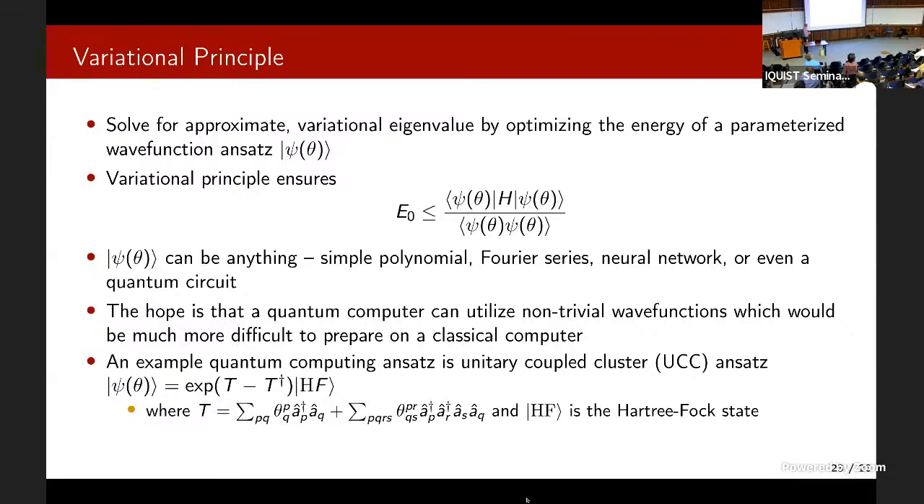Because psi theta can be anything. It could be a neural network or even a quantum circuit. One example of a quantum computing ansatz is the unitary coupled cluster ansatz, which is a very particular form, which is interesting because of this polynomial number of parameters and has interesting properties from chemistry. It turns out VQE hasn't shown us the utility we want yet, so it might not be enough.